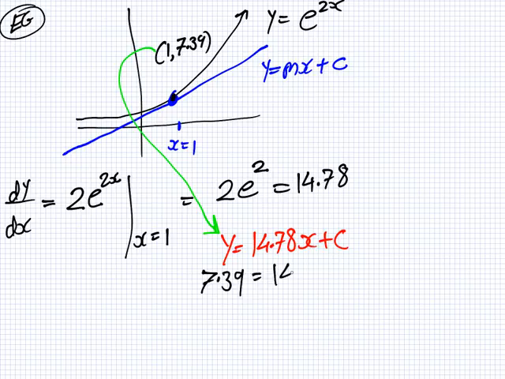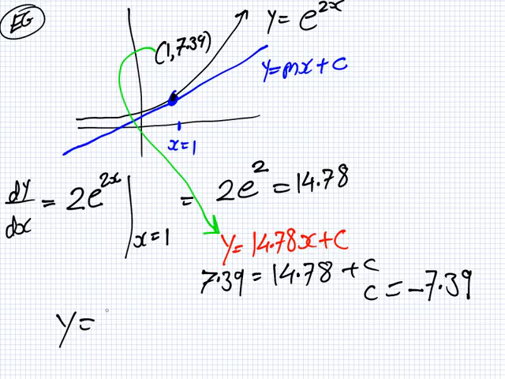7.39 equals 14.78 plus c. So c equals 7.39 minus 14.78. Minus 7, oh, it's the same, of course, 7.39. So you have y equals mx plus c. So that is the tangent line. Now we need to find the normal line. So just 1 minute, I'll let you copy this down, and then we'll do the normal.